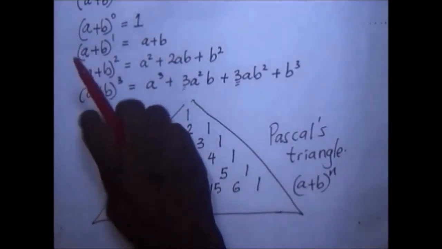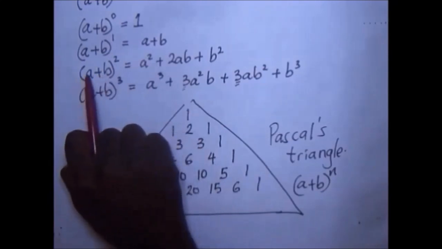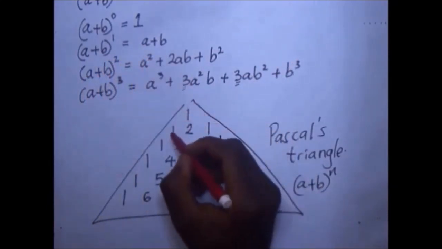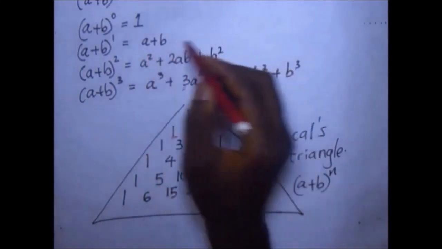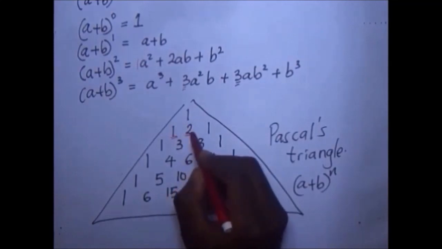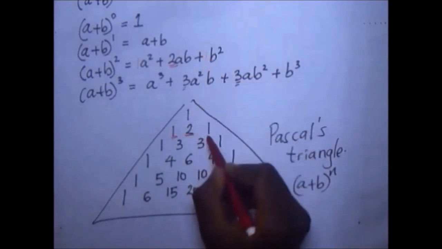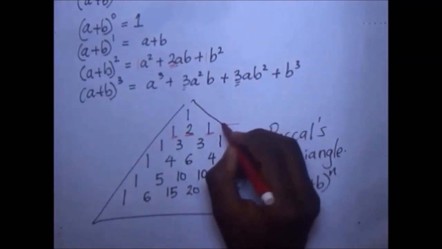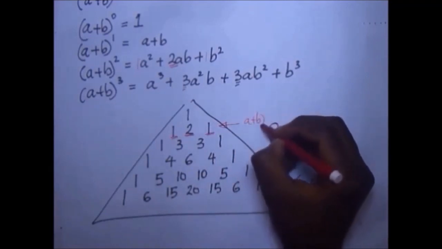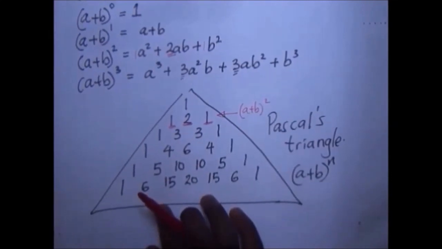In our previous example, we said (a + b) to the power 1 is simply a + b. Okay, (a + b)^2: the coefficient of a^2 here is 1, then the coefficient of the next term is 2, then the coefficient of the next term is 1. So this line here applies to (a + b)^2. Then let's go to (a + b) cubed.